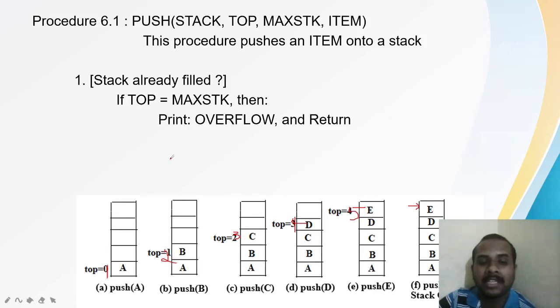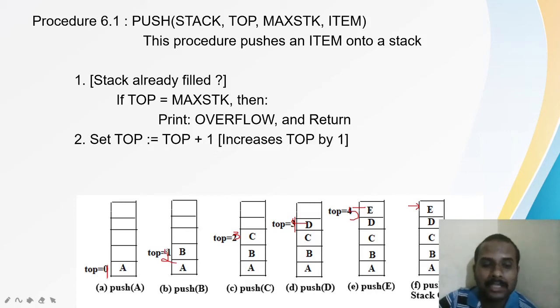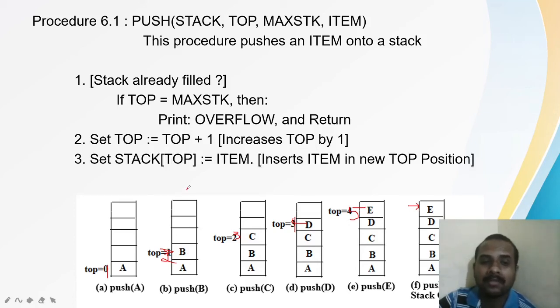So I will increment the top here. So top is equal to top plus 1. Now top is pointing to this position, the second position. Now what do I have to do? Now I have to insert the element in this position, where top is equal to 2. How to insert the element? The element can be inserted by stack of top is equal to item. I am inserting the item, that is B, in the stack of top.